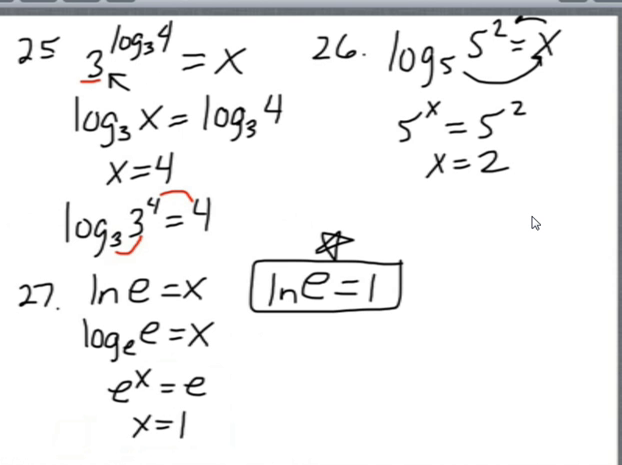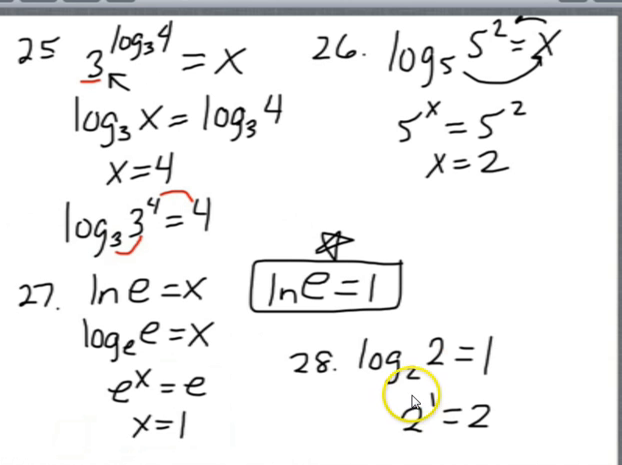Okay, let's look at 28. Log base 2 of 2 equals, well, if log base e of e is 1, then log base 2 of 2 is 1, because 2 to the first equals 2. So if the log base matches the number in the log, then it's 1, because we're saying what exponent do I have to put on 2 to get 2? 2 to the first is 2.